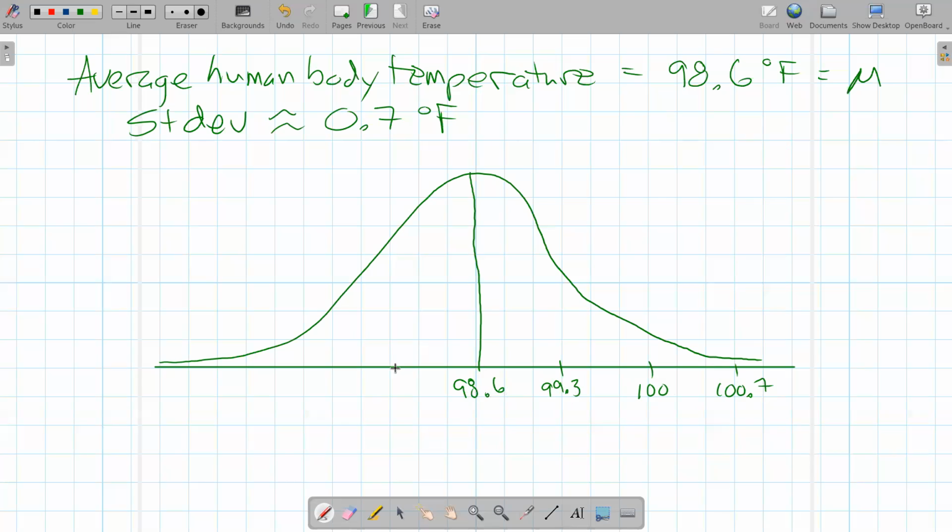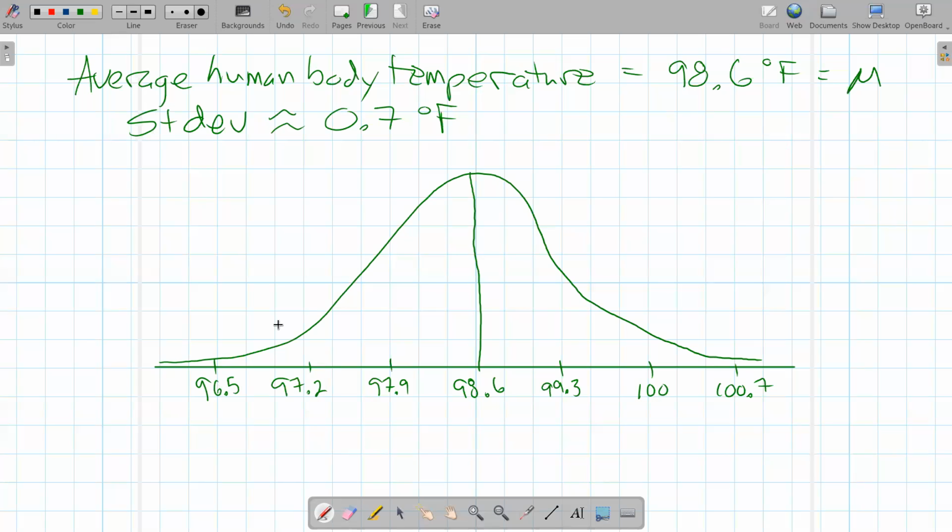If we go the other way, 1 standard deviation to the left means we'd subtract a 0.7. So that would be 97.9. And do it again, subtract 0.7. That would be 97.2. And we do it again. That would be 96.5, I think.